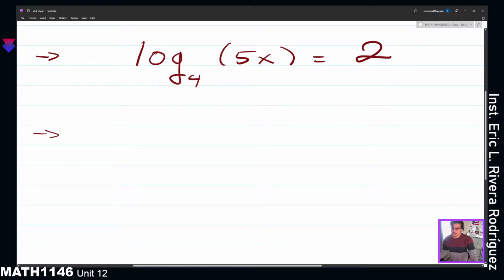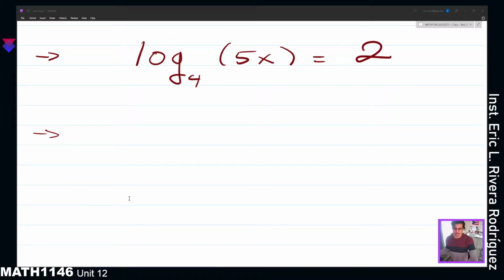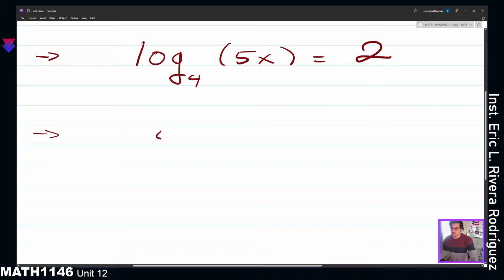So now we need to cancel that logarithmic function. Before we move on, any questions with the first step that we did here? Okay, so how would you cancel this? 4 raised to the power of 2 equals 5x. And this is something that you can solve. Okay, what will be then the value of x?